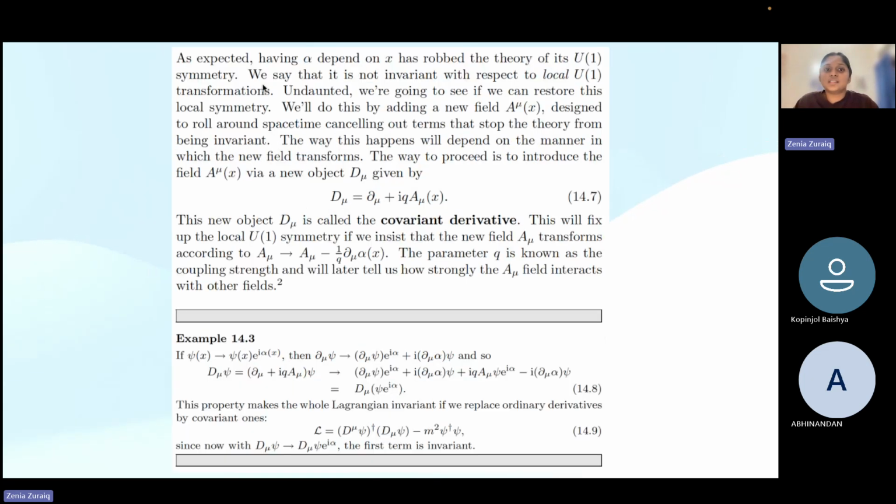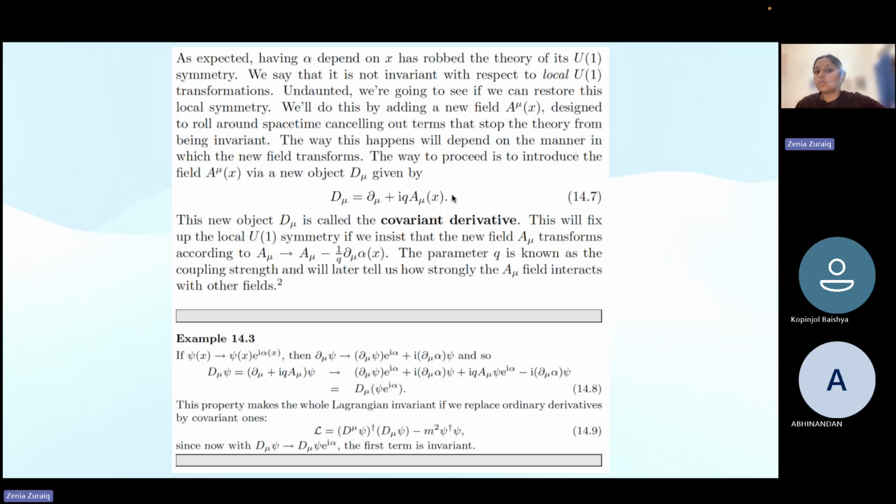So what you'll see is, having α depend on x has robbed the theory of its U(1) symmetry. It's not invariant with respect to local U(1) transformations. But let's see if we can restore this local symmetry. To do this, we add a new field A_μ, which basically cancels out the terms. And we introduce A_μ into the derivative by redefining the derivative like this.